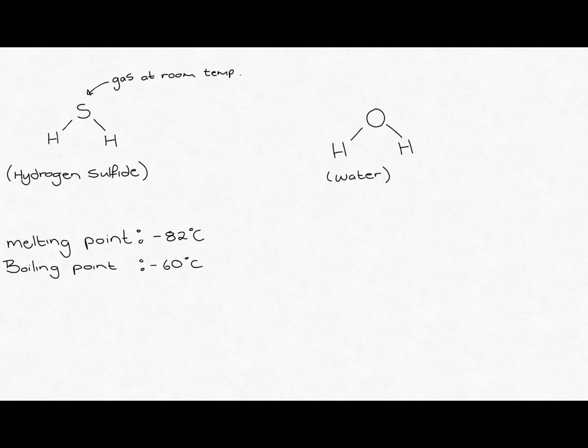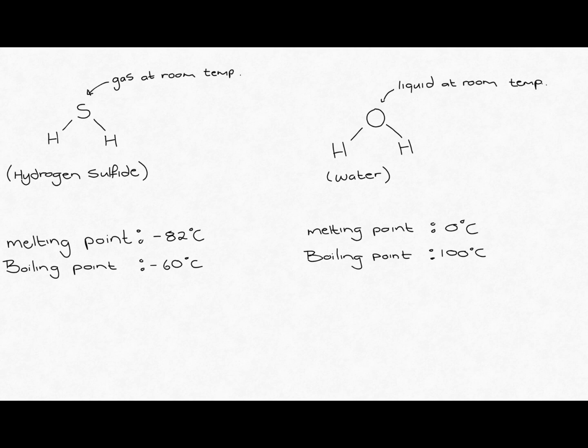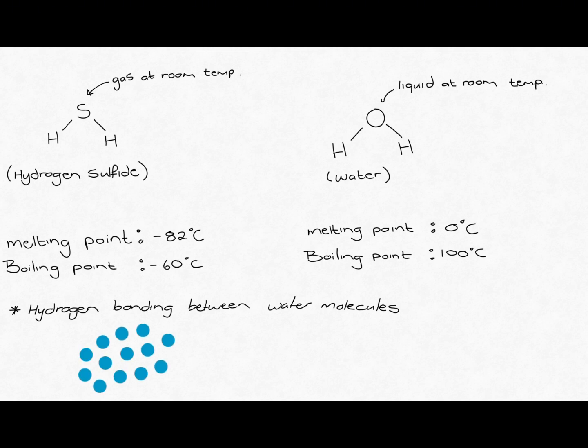We can then look at water, which is the same size, but its melting point is much higher at 0 degrees Celsius and its boiling point even higher at 100 degrees Celsius, meaning that it would be a liquid at room temperature. This is because of the hydrogen bonding between water molecules. Each water molecule will be able to bond with 4 other water molecules, forming hydrogen bonds in between them and making a covalent lattice structure.